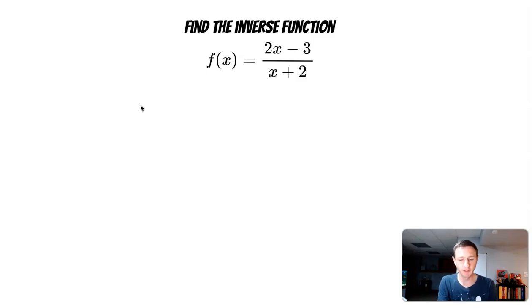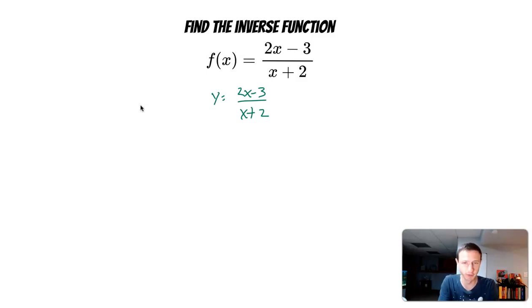In this problem, we want to find the inverse function of f of x equals 2x minus 3 over x plus 2. So when finding the inverse, what I like to do first is just rewrite this as y equals 2x minus 3 over x plus 2. Just replace the f of x with y. And then from here, wherever you see an x, replace with a y. Wherever you see a y, replace with an x.